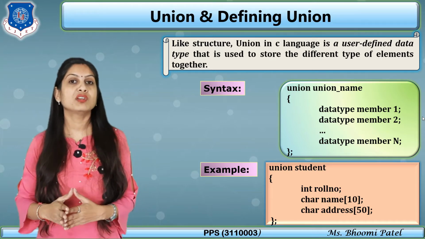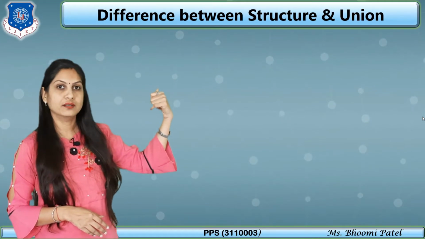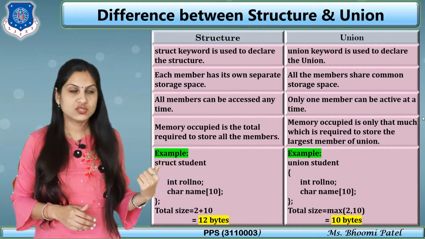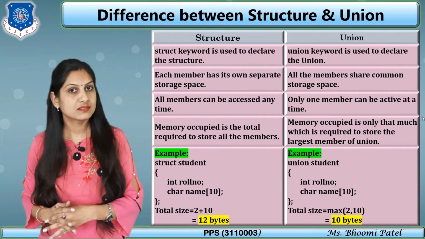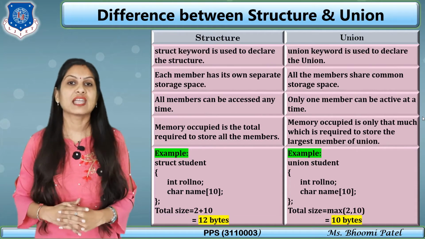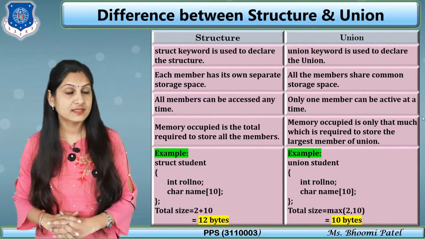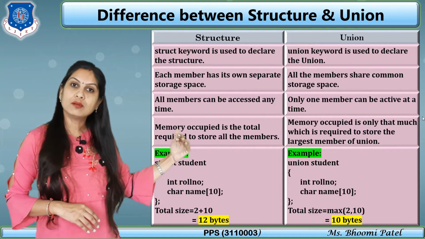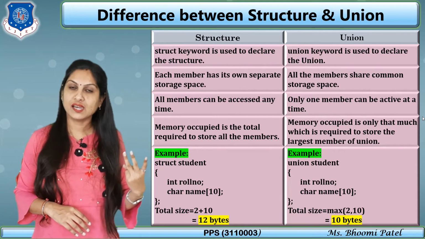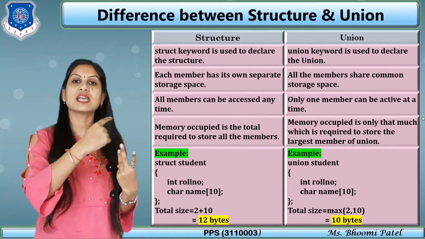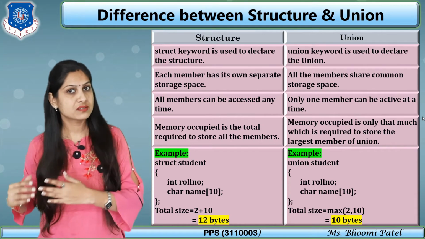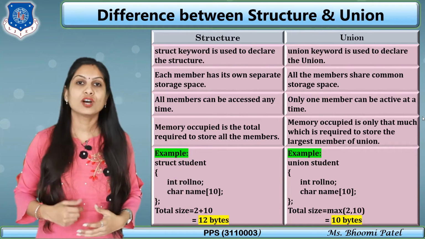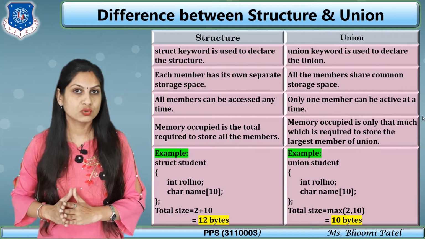Now you can see the major differences between these two. First, as I told earlier, you use the struct keyword in a structure and in a union the keyword is changed, that is union. The second difference is that in a structure all the members have separate storage space. If roll number, name and address are three members in your student structure, then each and every member has separate storage. Clear? But when you write union, what happens? It shares a common storage space.